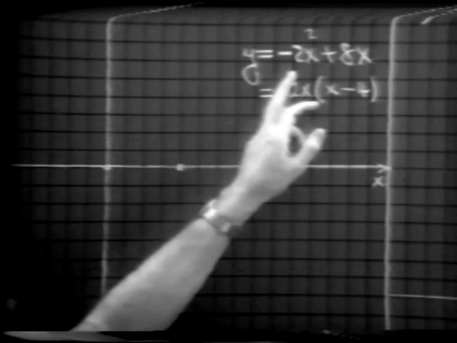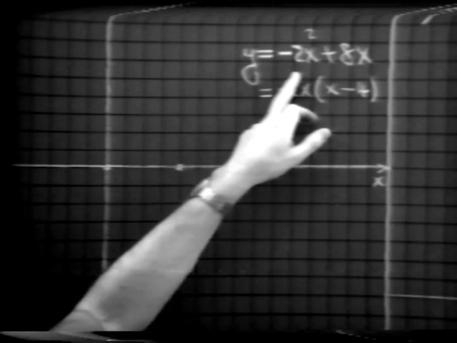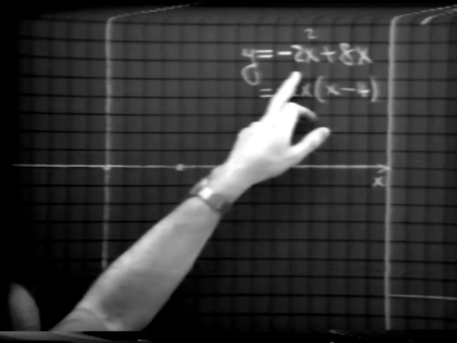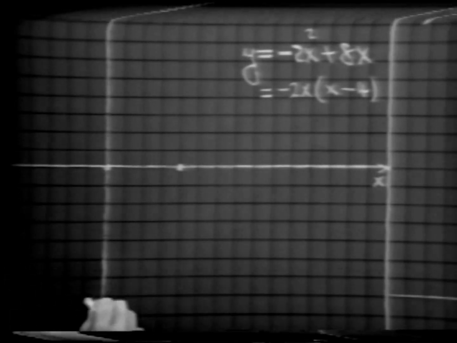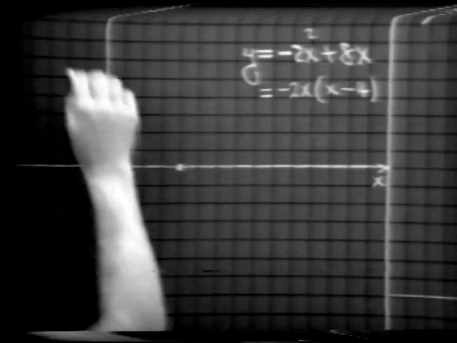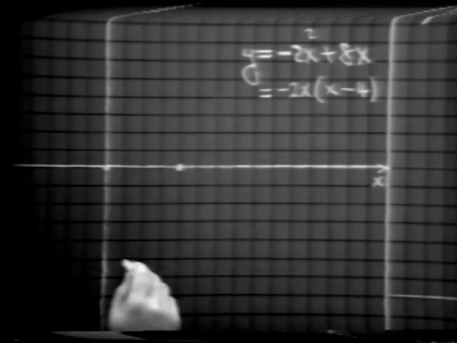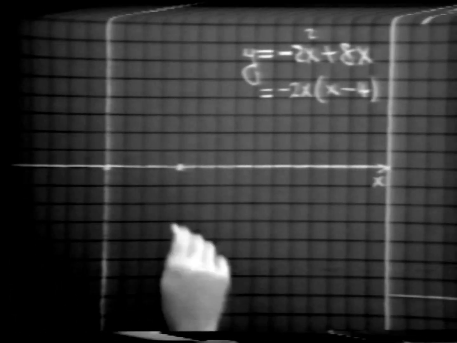Is that right? Okay. Now, because of this number a, what is the value of a, by the way? Negative 2. And because a is negative, is our parabola going to open downward or upward? Downward. It's going to open downward, okay? Now, because it's going to open downward, this is our parabola.